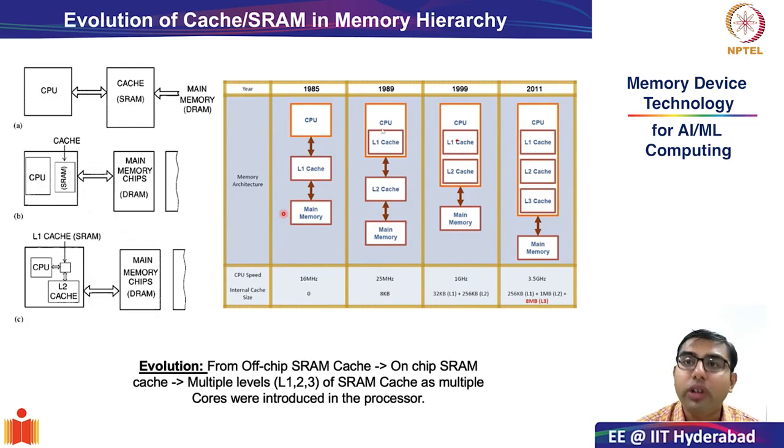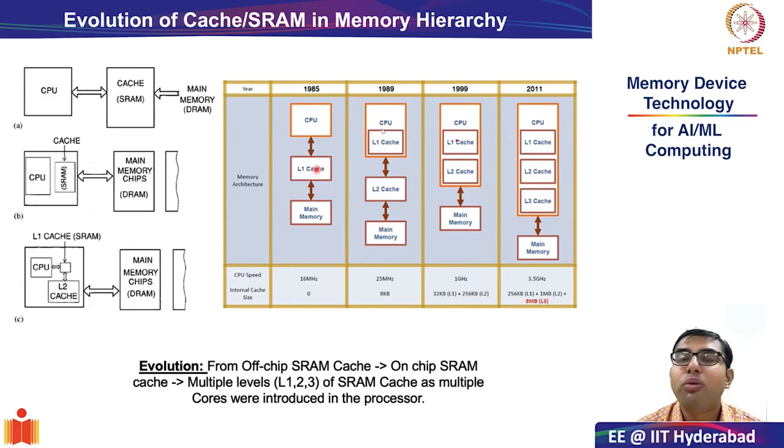This is where people realized that you need to have a cache memory which can store the most recent data required by the CPU. So, off-chip L1 cache was first introduced in 1985 to have some buffer between the main memory and CPU. But soon there was a big latency issue between the CPU and L1 cache.